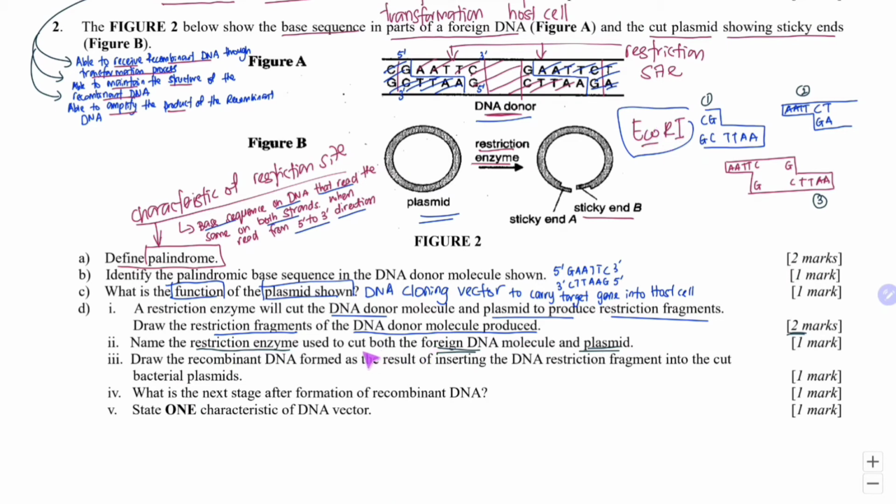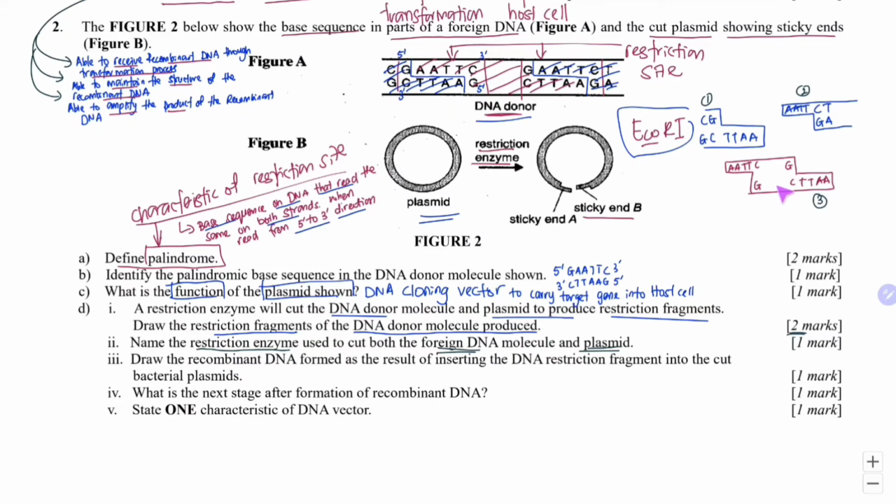So kat sini dia bagi info lebih, iaitu kenapa kita mesti guna the same enzyme untuk cut both plasmid dan juga foreign DNA. So jawapan dia adalah because we want to produce the same type of end. So buktinya kat sini kita nampak apabila the plasmid and the donor DNA has been cut by the same enzyme, dia punya hujung itu sama, iaitu hujung itu adalah sticky end. So dekat plasmid dia pun hujung dia pun sticky end. So bila these two end are the same, so they are now complementary with each other.